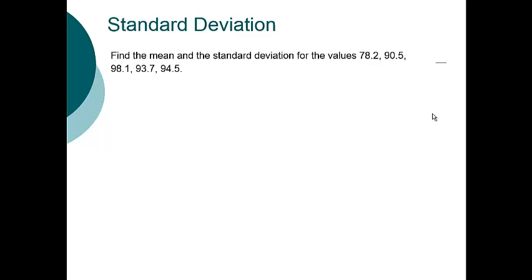So let's do an example together. Find the mean and standard deviation for the values 78.2, 90.5, 98.1, 93.7, and 94.5. So they are all decimals. First, what we need to do is to find the mean. So we add all these values up and we divide them by 5. That is equal to 91.